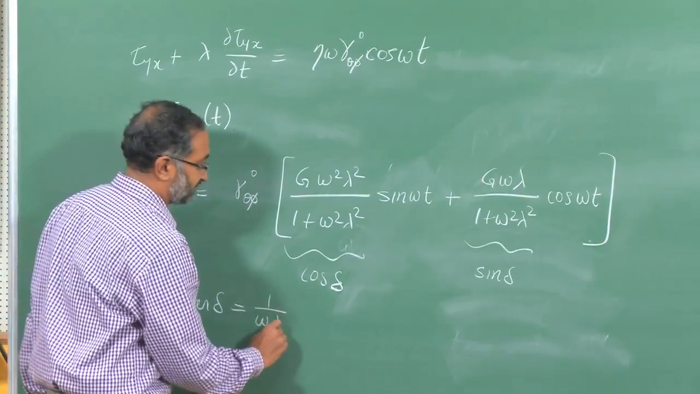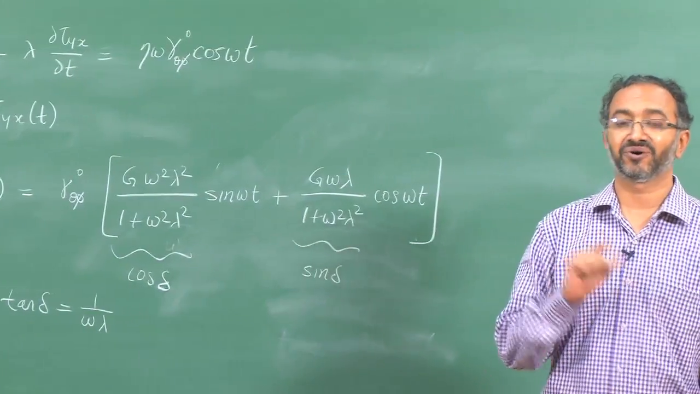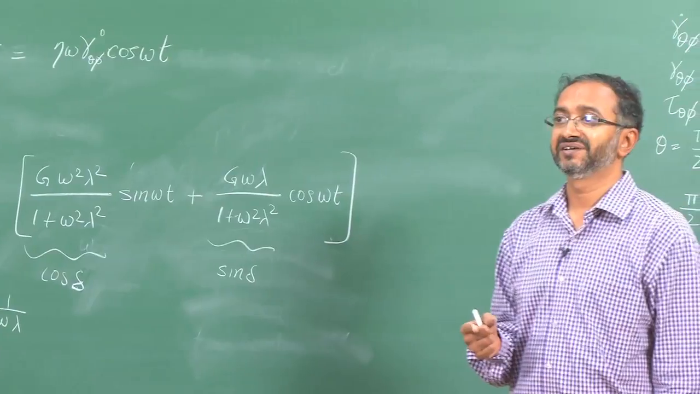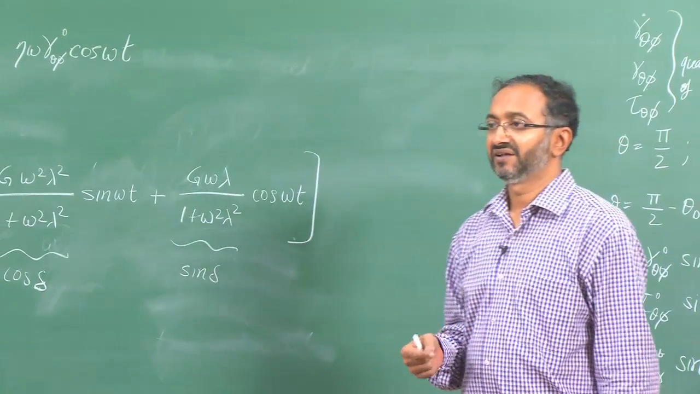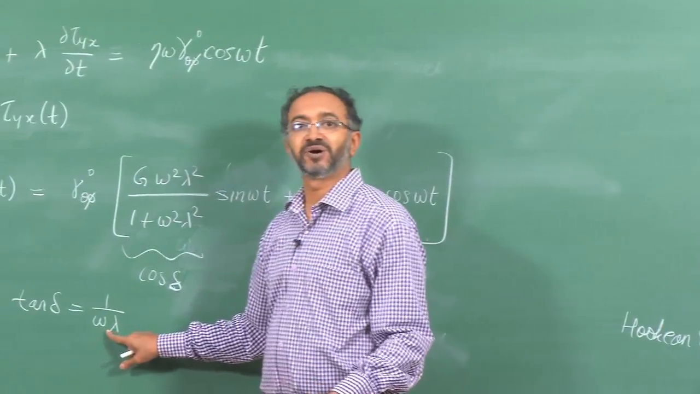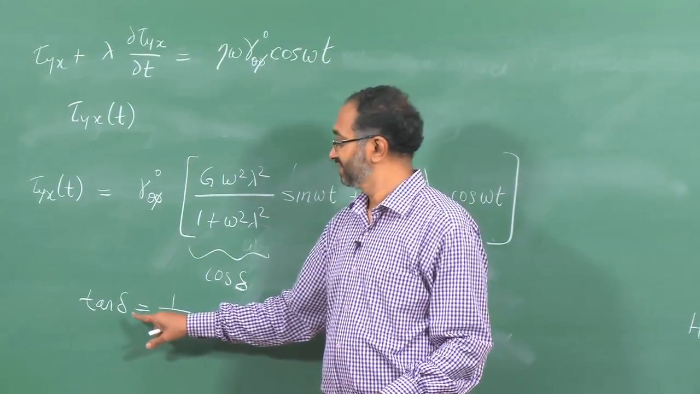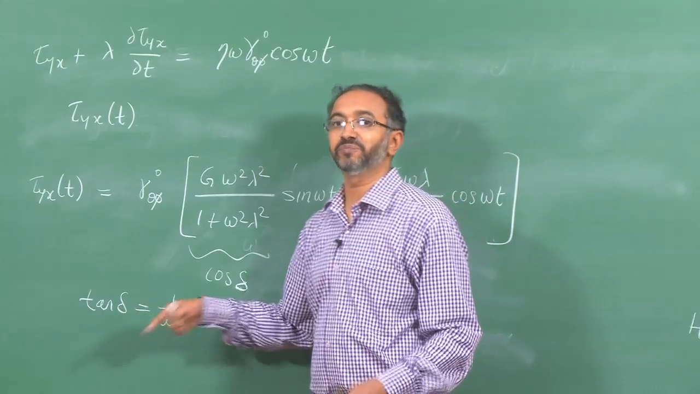One by omega lambda, right. So that is tan delta according to the Maxwell model, the phase lag, and the phase lag changes when you change the frequency of the material. Now, does it make sense that when frequency is very small, what is delta? When frequency is very small, this is infinity, so therefore pi by 2, right.